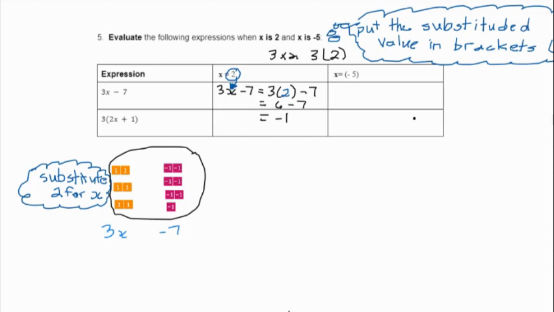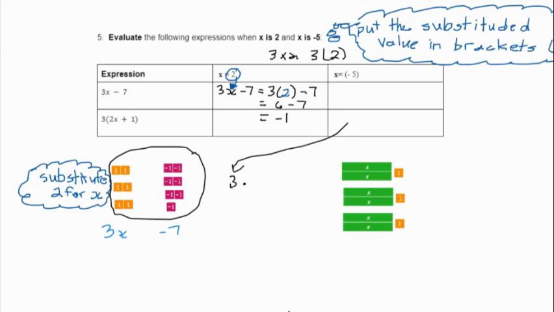I'm going to show this one here next, 3 times 2x plus 1. And I'm going to evaluate when x is negative 5. So I've got 3 groups of 2x plus 1. So that's 1 group, 2 groups, 3 groups. And what I can notice with this one is that 3 groups of 2x plus 1 is the same as 6x's plus 3. So I'm going to simplify this one before I substitute. This is sometimes easier, so I want to show it in this example. I'm going to do it over here where I have a little bit more room.